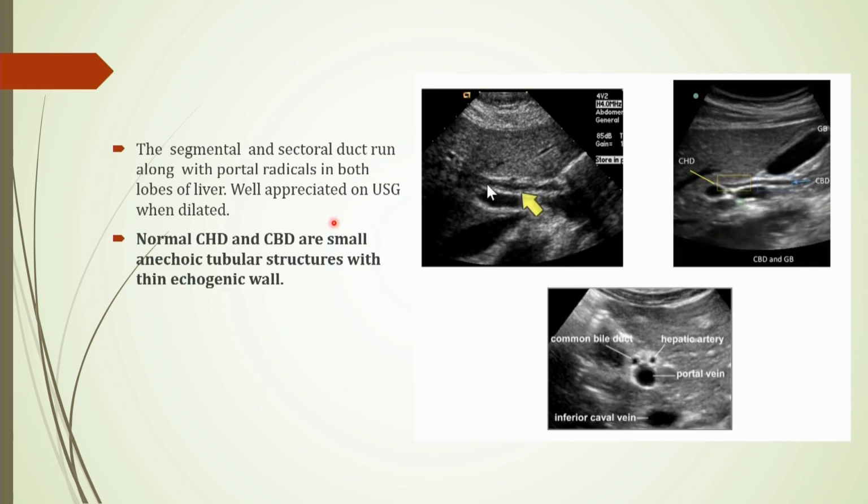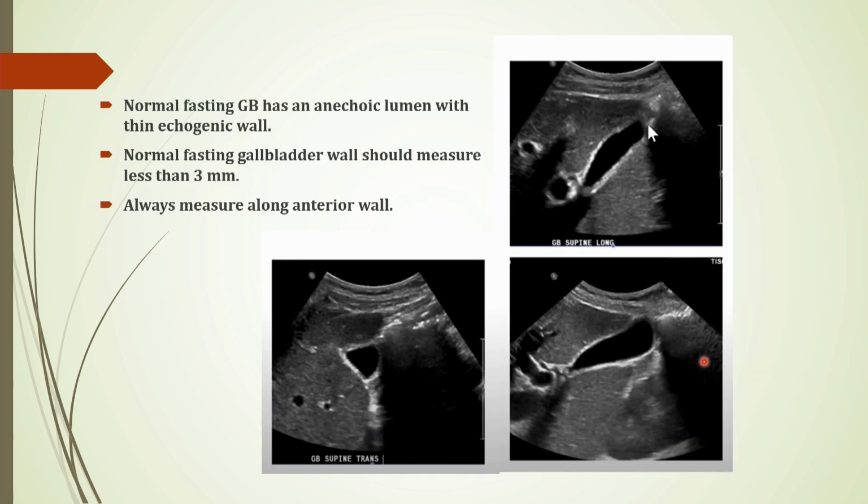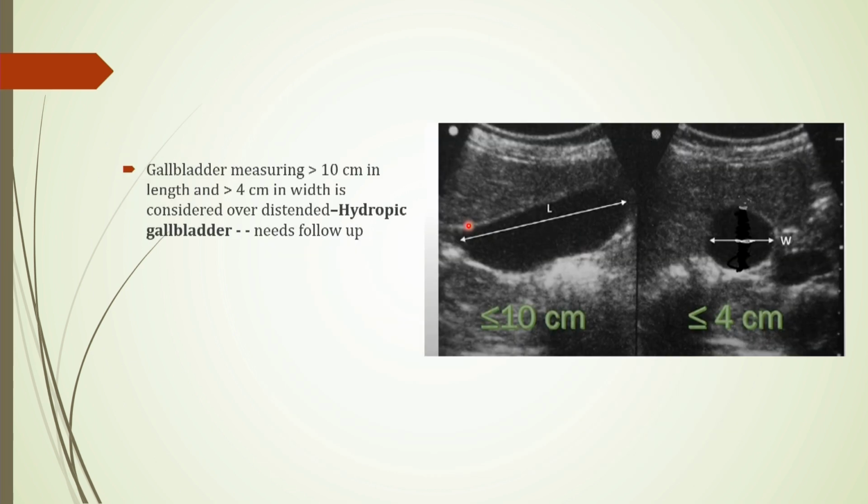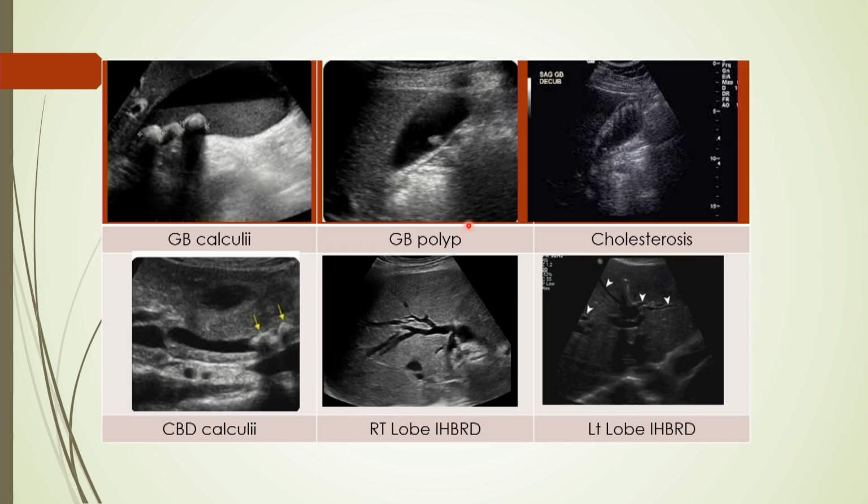The bile ducts are seen as anechoic tubular structures with an echogenic wall, and the gallbladder is seen as a sac-like anechoic structure with an echogenic wall. Wall thickness should not measure more than 3 mm, and always measure the thickness along the anterior wall of the gallbladder. The size of the gallbladder should not exceed 10 cm in length and 4 cm in width. If it is more, it is called a hydropic gallbladder. Various pathologies that can be seen on ultrasound include GB calculi, polyps, cholesterosis, CBD calculi, and dilatation of intrahepatic biliary radicals.